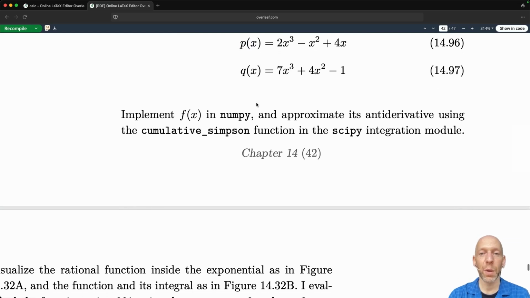Okay, then you want to approximate its antiderivative using the cumulative Simpson method that you already know how to calculate. This is the same as cumulative trapezoid. It's just a different method, as you know from earlier in the text. The trapezoid method involves trapezoids, and the Simpson's method involves estimating polynomials, but it's really, really similar. Certainly, running this function in the SciPy module, so the code is basically the same.